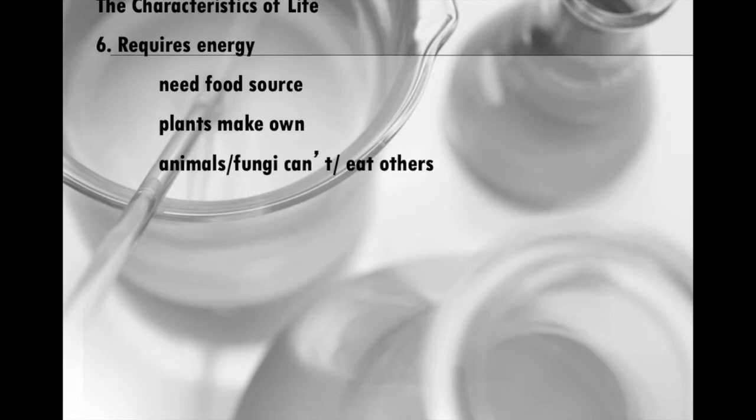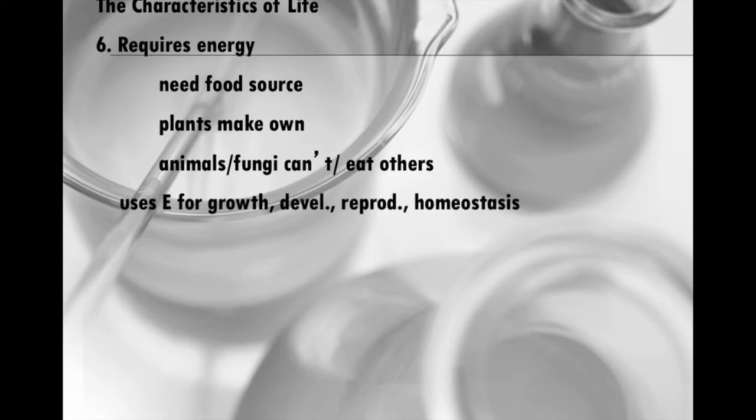Animals and fungi can't make their own energy. They have to eat other things or decompose other things to get their nutrients. So two big groups here, and requires energy. All organisms are one or the other. They can either convert light or chemicals into energy that they can use, or they have to eat other organisms. What do they use the energy for? They use it for growth, for development, for reproduction, and homeostasis.